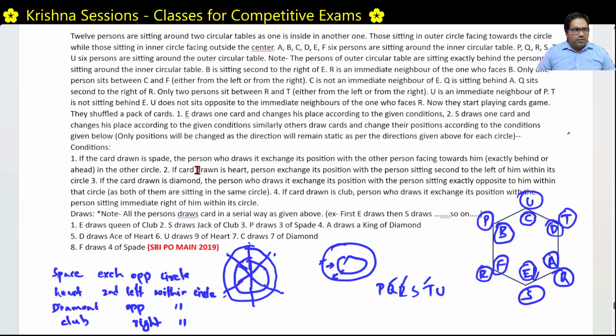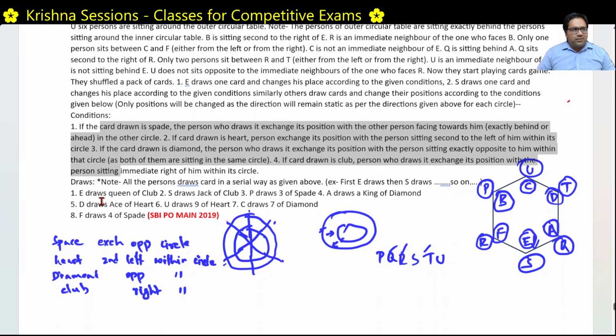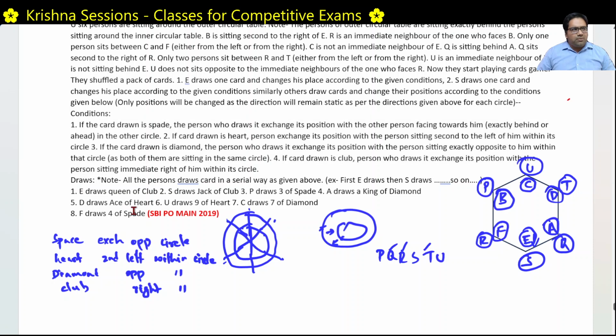Now he is given these conditions. After these conditions, all the persons draw cards in a serial way as given above. He says these 8 operations have happened. First, E draws queen of club, then S draws jack of club, P draws spade, A draws diamond, and so on. So 8 such operations have happened. After these 8 operations, people would have changed their positions accordingly. Let's see what the new arrangement is if all of these 8 happen.